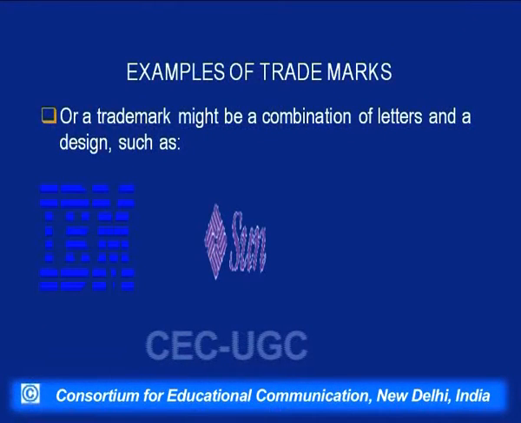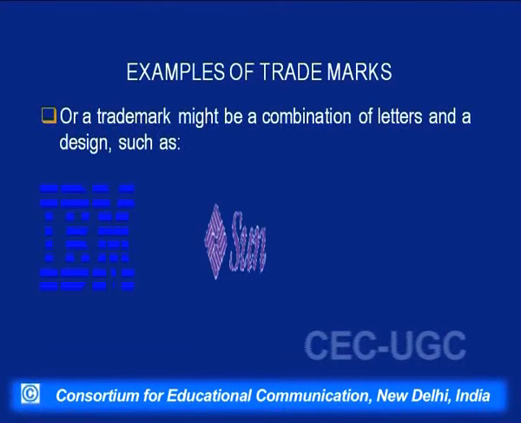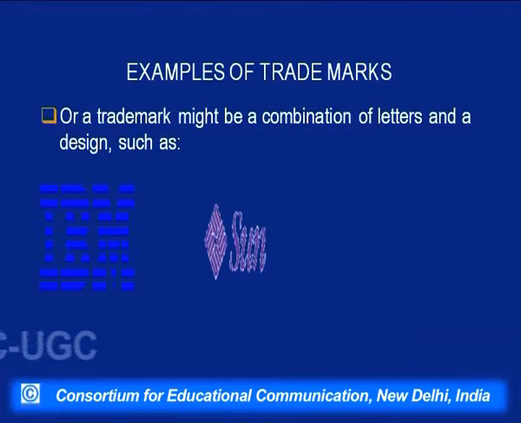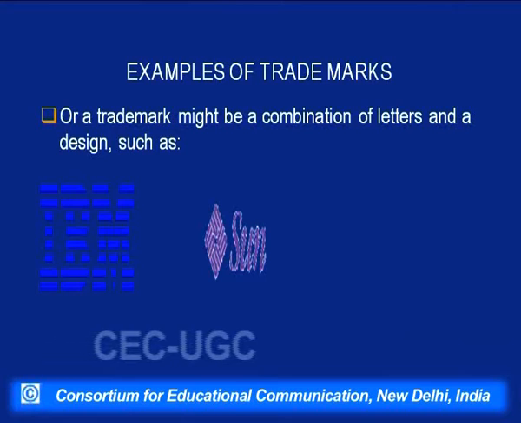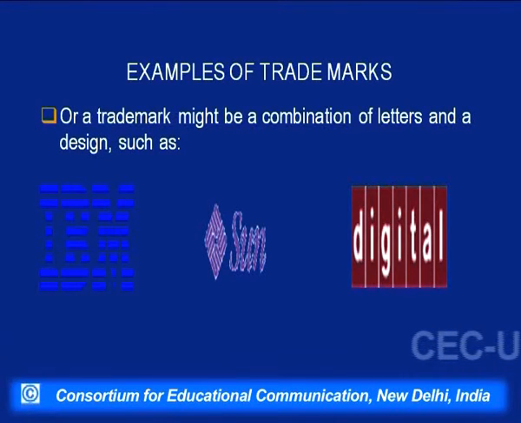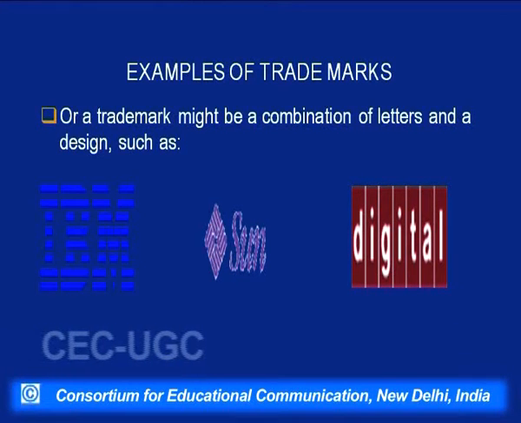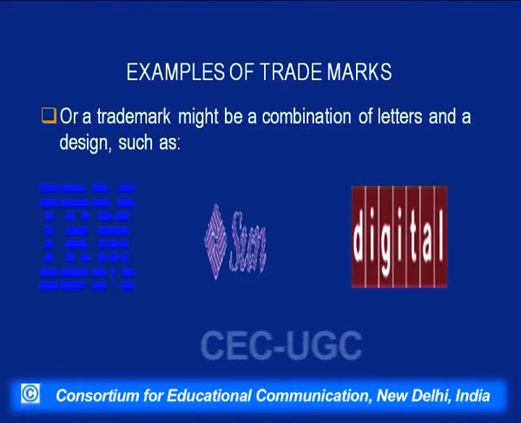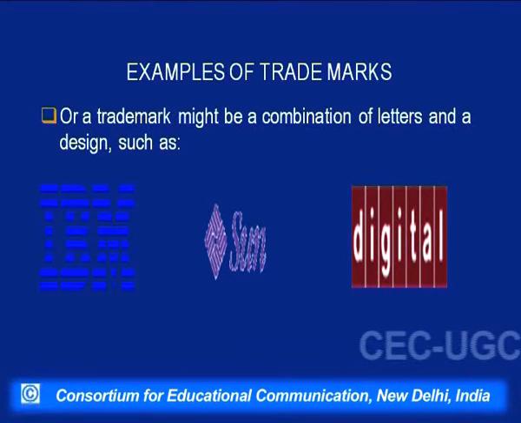Then there comes another combination of letters, Sun. It is a trademark and a very good combination of letters used here with a peculiar design, peculiar color combination. Then there comes another example of a trademark. It is a combination of letters and colors, friends, wherein a red color is used in the background and the word digital is written. So this is a composite mark. This is a composite mark. All these are composite marks.